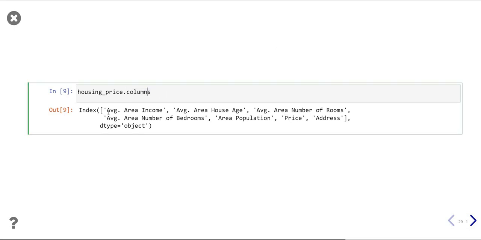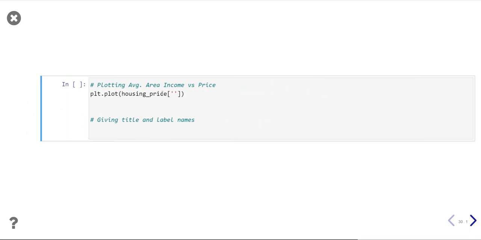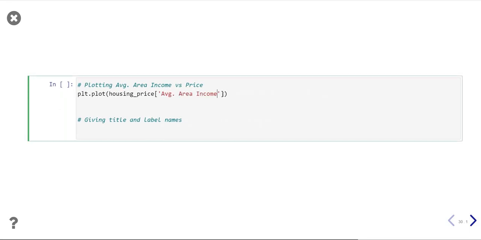Okay, so the reason why we find out from the columns is that we have to make sure that we specify the names of the columns exactly. So we're just going to copy from here. So we are going to plot this one. This will be our x-axis. X-axis comes first, versus the y-axis, which is the housing price, and this is Price. Is it capital P or small p? Capital P. So make sure that you follow the attributes correctly.